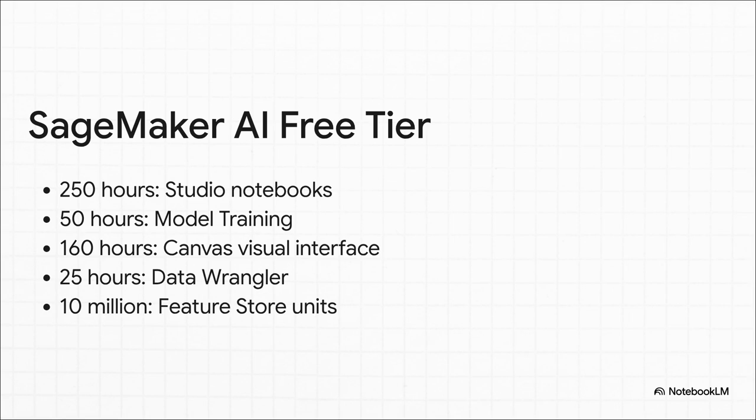And then there's Amazon SageMaker AI. The free tier allowances here are honestly just incredible for beginners. For your first 2 months, you get 250 hours of Studio notebooks. You get 50 hours of actual model training on serious, heavy-duty instances like the M4 or M5 Extra Large. Plus, 160 hours of the Canvas visual interface, 25 hours for Data Prep and Data Wrangler, and a massive 10 million write and read units in the Feature Store. I mean, AWS is literally giving you serious enterprise-grade specs to build and train your models without you spending a single dime.